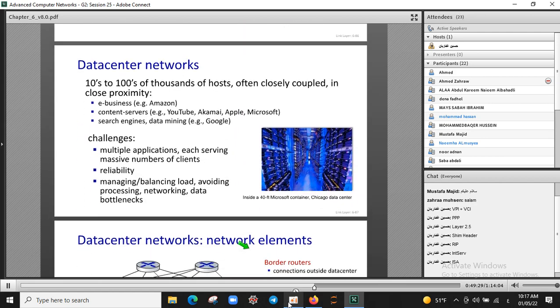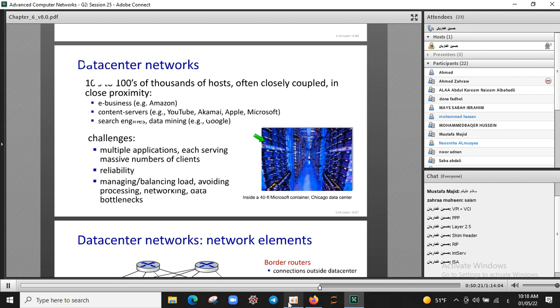Okay. The last part of this course is talking about data center networks. In data center networks, we have tens, hundreds, maybe thousands of hosts or servers. They are closely connected, coupled with very high speed interfaces in a small area, inside too many racks. They are facing together in small areas.